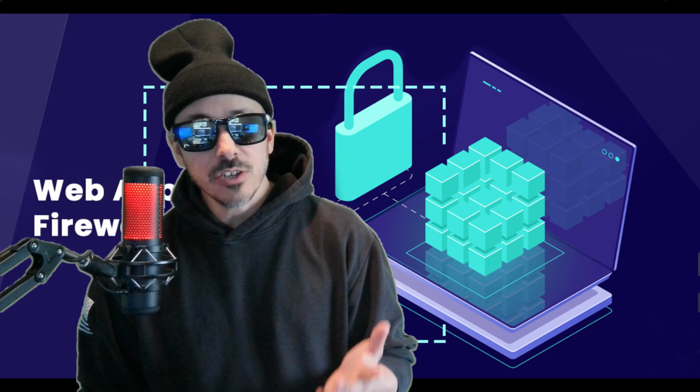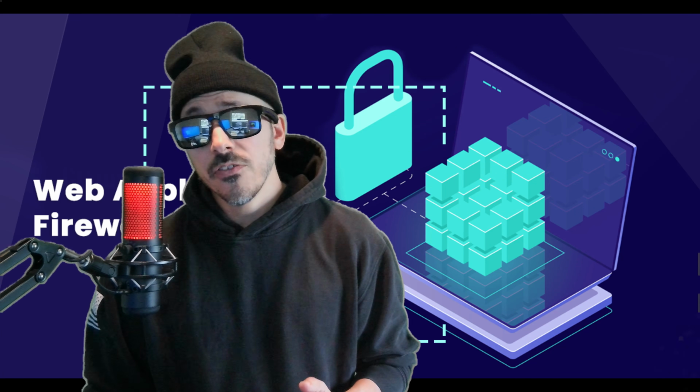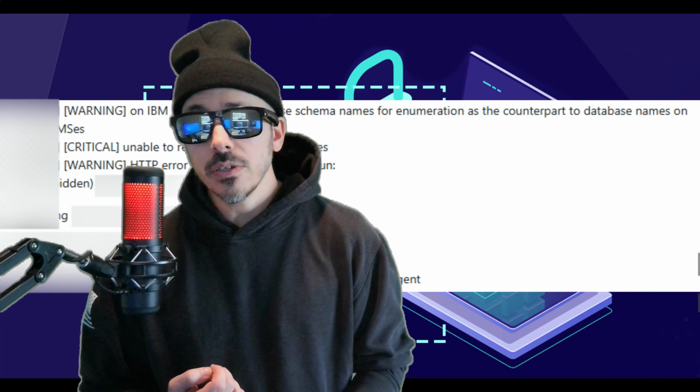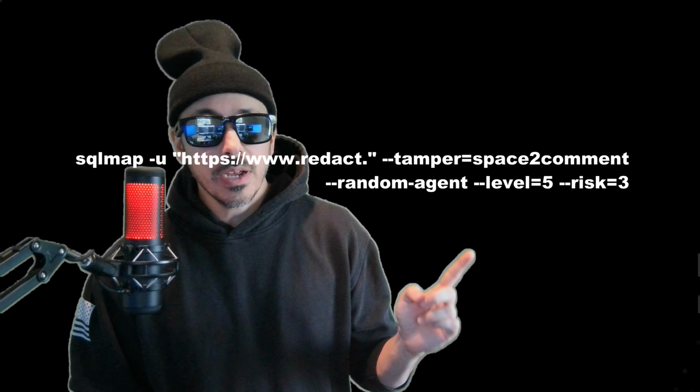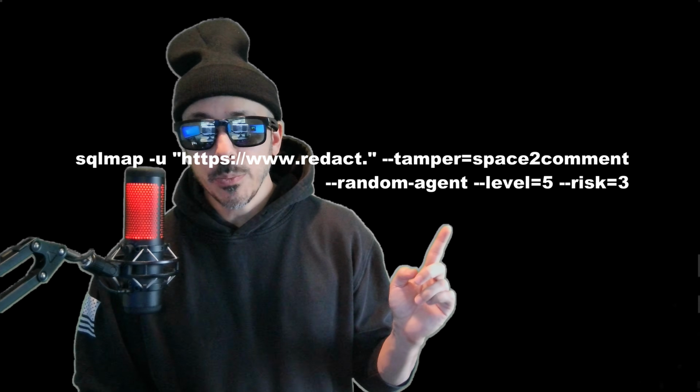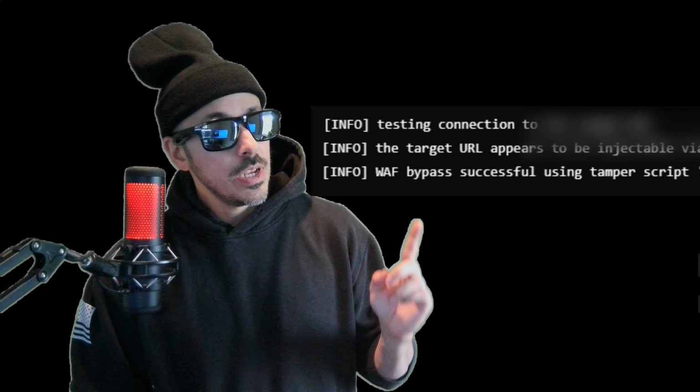Many domains use WAFs, web application firewalls. And this WAF is blocking SQL injection attempts by returning a 403 forbidden error. So to try to bypass the WAF, we can use tamper scripts that obfuscate the SQL queries. And here's the command we're going to run with the tamper scripts. And here is our expected output.